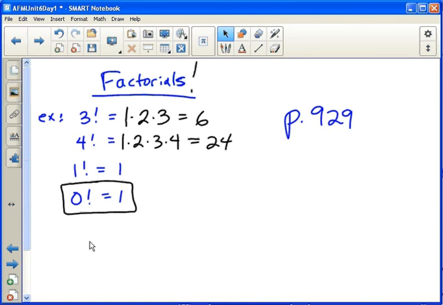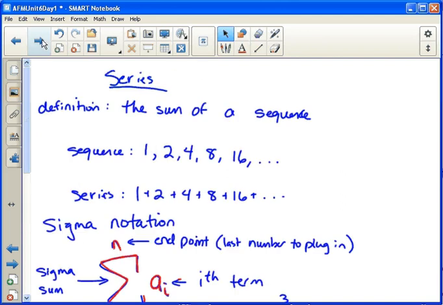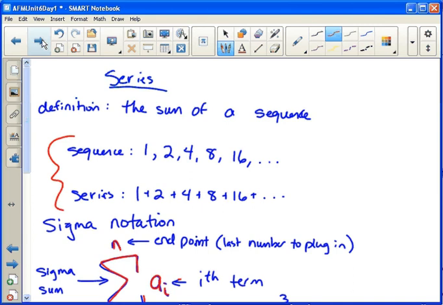Okay, now series. A sequence is just a list of numbers. A series is the sum of a sequence. So this area right here I think is the best way I can explain the difference between these two. A sequence is simply a list of numbers. A series adds those numbers together.